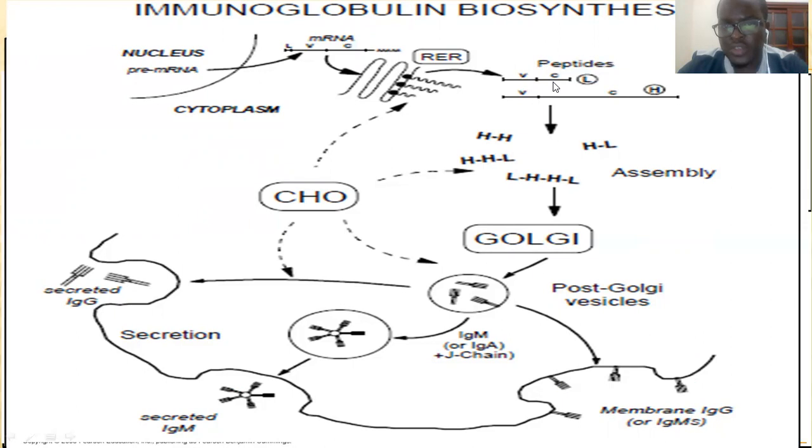So they'll be transported to the Golgi apparatus for modification. Then you can see here, there is assembly of this light chain and the heavy chain. So you have light chain, heavy chain, light chain. That will be transported to the Golgi apparatus, and then the Golgi apparatus is involved in modification of this protein into a particular shape, then to become an antibody. Then it will be transported in the form of vesicles.